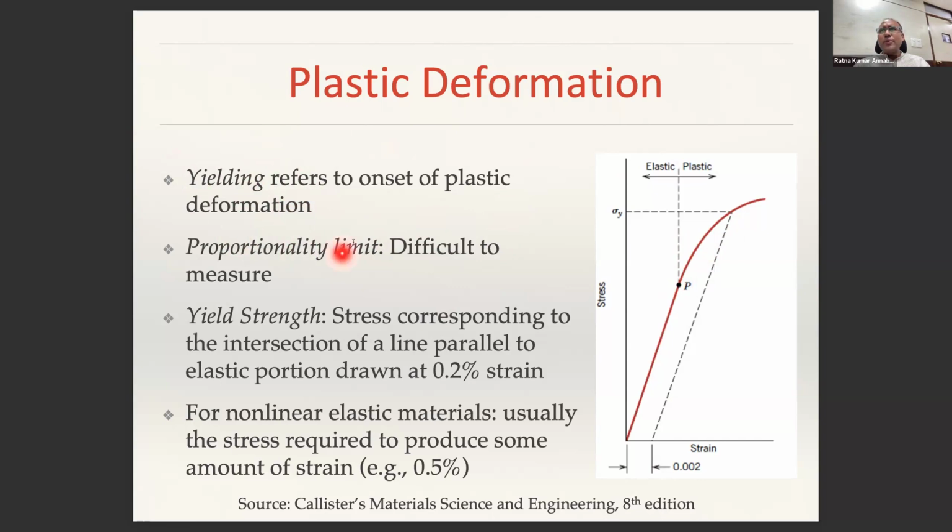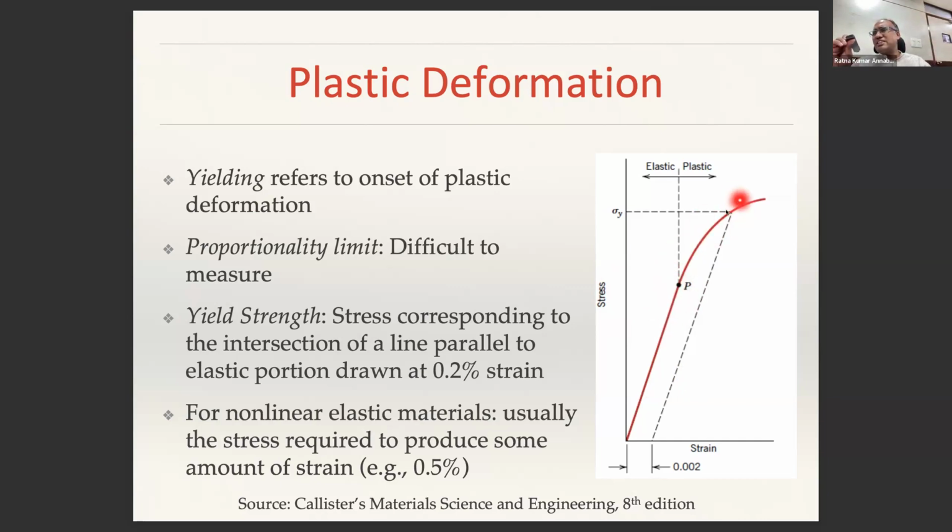And we also have something called the proportionality limit, which is very difficult to measure. What is this proportionality limit? Until the proportionality limit, the stress is directly proportional to strain. Sigma is proportional to strain, except that in the proportional limit, there may be some non-linearity. That means sigma is equal to E times epsilon, but E may not be constant. It may become non-linear in a small region, but otherwise sigma is still proportional to strain. And yield strength is where the onset of plastic deformation takes place.